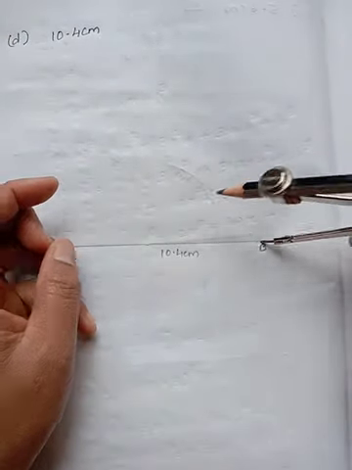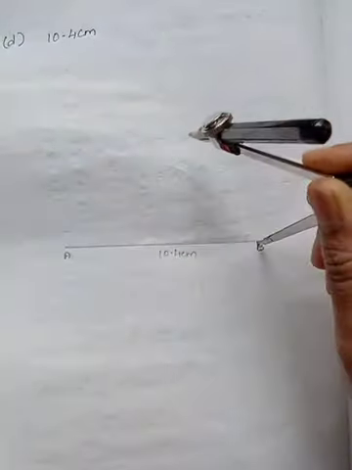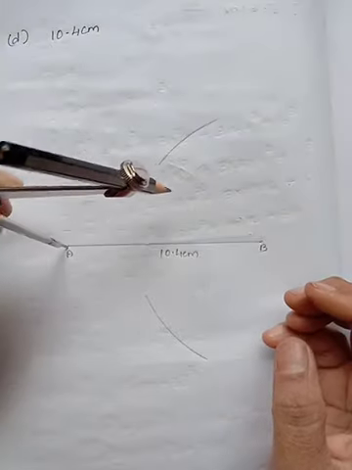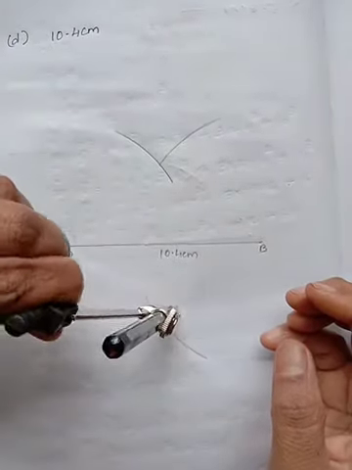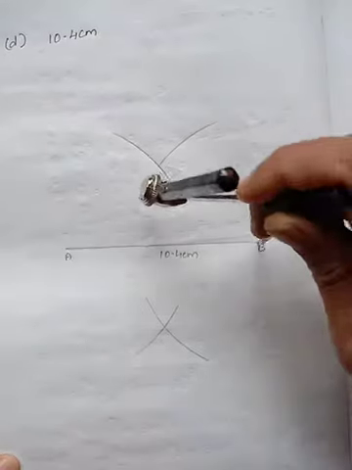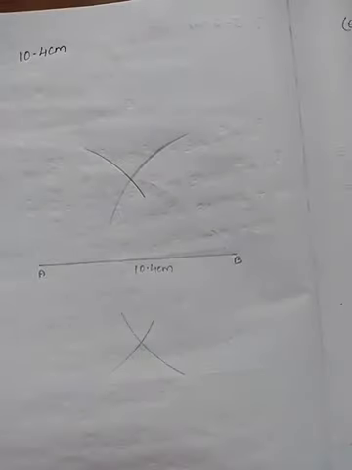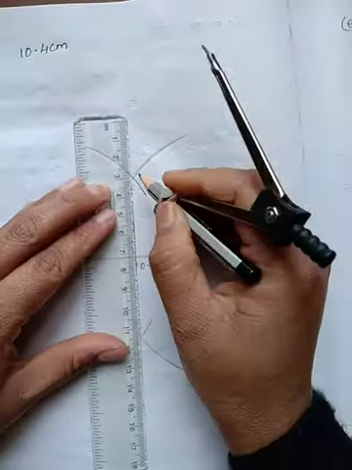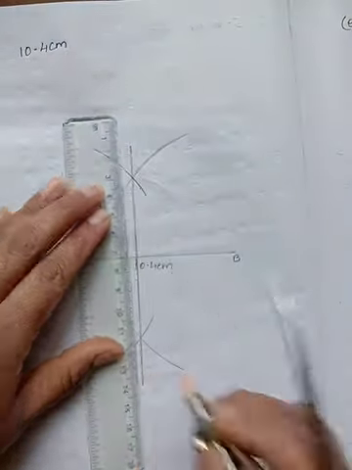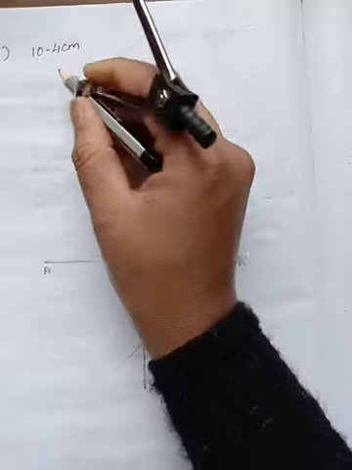So place the compass in B. We'll take half and above and we'll cut one arc up and down. Place the compass in A, cut one arc. So once again place in B. Now let us join both the arcs. So this is the perpendicular bisector of the line 10.4 centimeter.